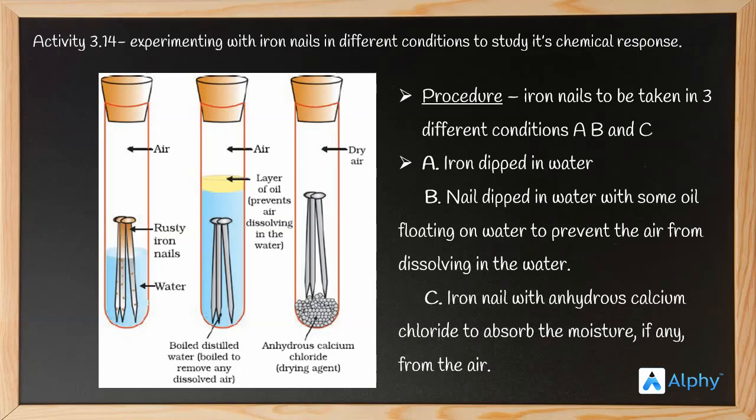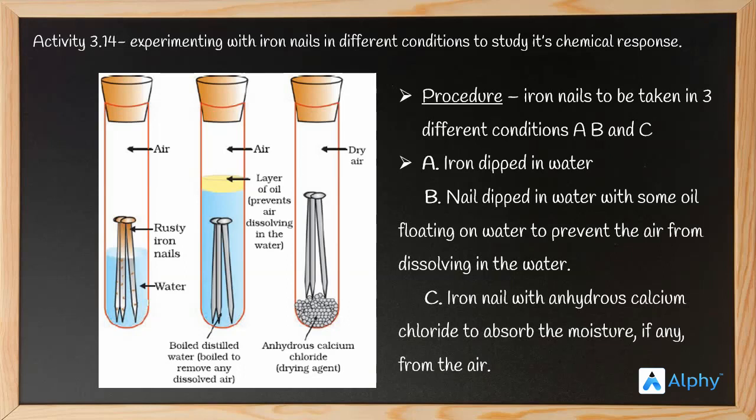As an additional measure, the water will also be boiled, using distilled water, so that there is no dissolved air either. And that layer prevents the air from the top from dissolving into the water. So the nails are exposed to only water in the second condition. In the third condition, we have a drying agent called anhydrous calcium chloride. Anhydrous calcium chloride is called a drying agent because it absorbs the moisture from the air. So now you have three different conditions.